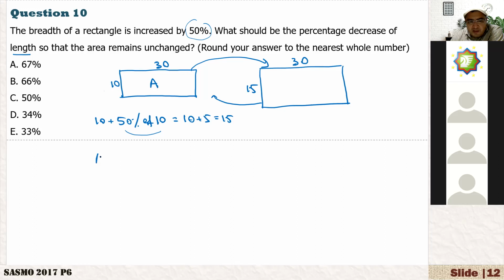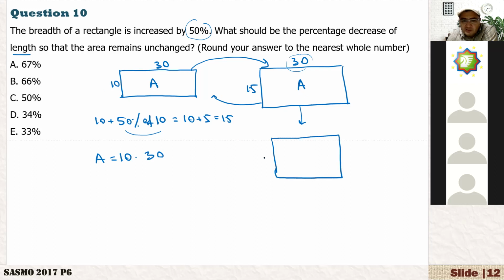So here, what is the area? Area is equal to 10 times 30. And also we are expecting that this area is the same, right? So how should I change the length of this rectangle so that it gives us the area of the previous rectangle? So suppose that again, I will just change this into this form because now I'm going to change length. So we will have this kind of rectangle. Okay. So width is equal to 15. How about length? Length is, let's say, 30 minus x because I had to decrease this, right?